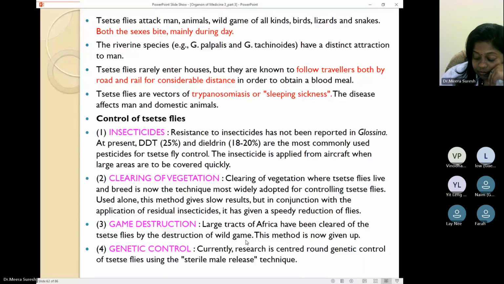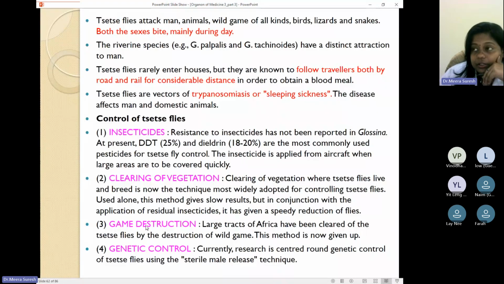Even the vegetation in Africa, the forest areas, were cut down, and also the wild animals were poached in order to destroy the tsetse flies. But nowadays they don't use this method because it causes destruction to nature, since a lot of trees are cut down and animals poached. So now they don't do this.